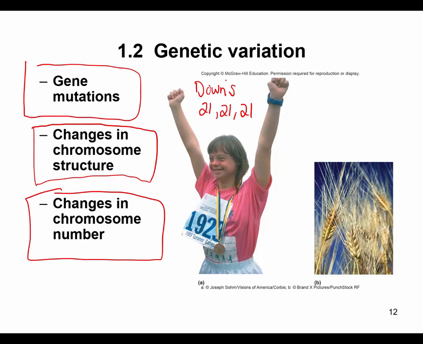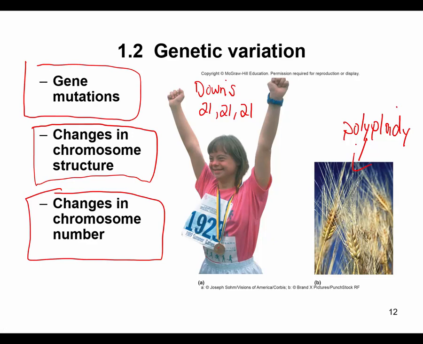That's a genetic variation. The average human being has 2 number 21 chromosomes. This Down syndrome athlete here, she has 3 number 21 chromosomes. I don't know what the wheat is showing you. It's probably polyploidy. I'd have to look at the book and see what it's showing you, polyploidy. But plants do this very unique thing where they can become polyploid.